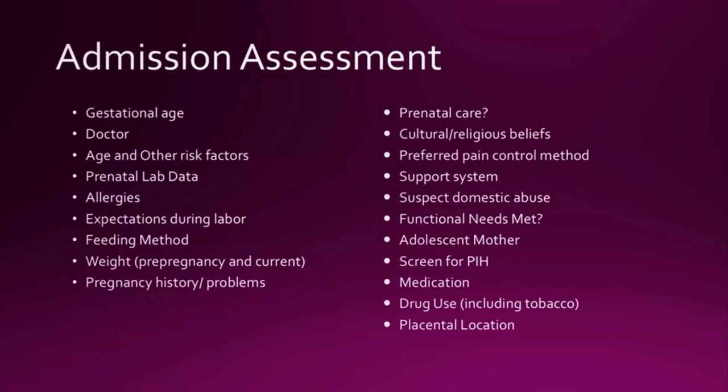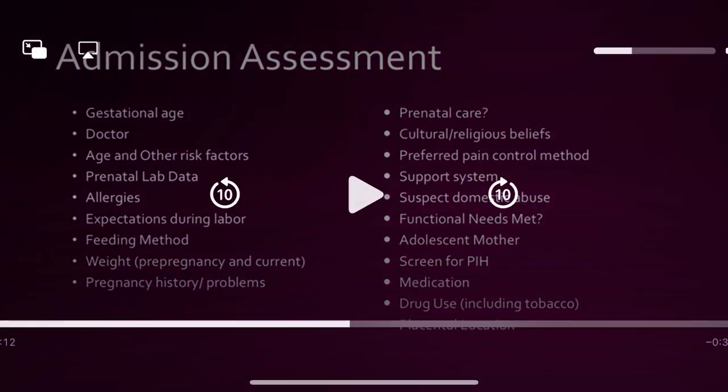All right, so when a patient comes in and they're in latent phase of labor, we said one of the big things that we have to do during that phase is to do an admission assessment. Some of this stuff we would do for other patients as well, but some of it's going to be specific to our labor and delivery patients. One of the first things that we need to ask them is about gestational age. So how many weeks pregnant are they?